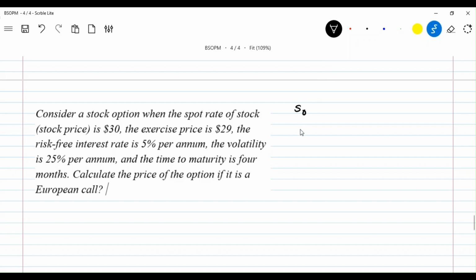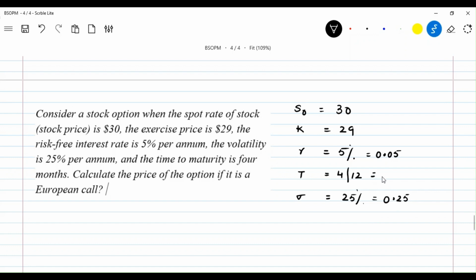So I'm just listing down all the information which is available here, and these are the 5 pieces of information which I want. Spot rate is given as 30, strike price is given as 29. The risk-free rate is 5%, which I can rewrite as 0.05. Time frame is 4 months, and the standard deviation is given as 25%, so I can write 0.25, and 4 divided by 12 will give you 0.3333.